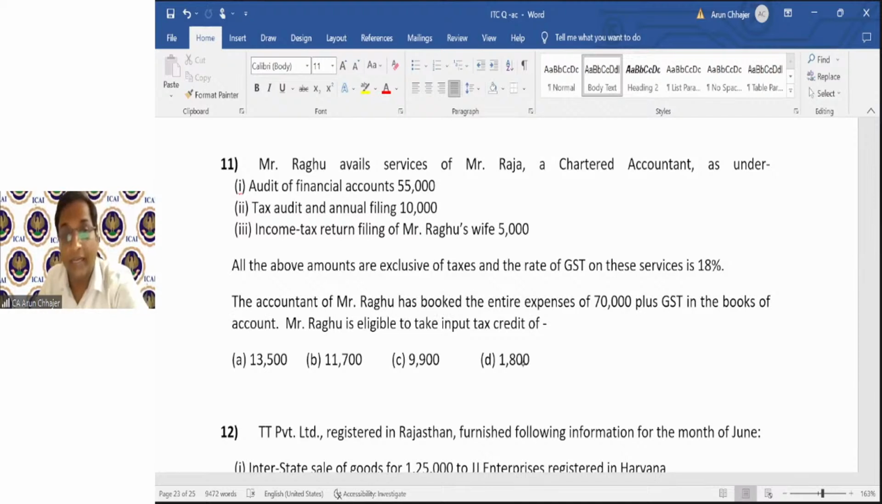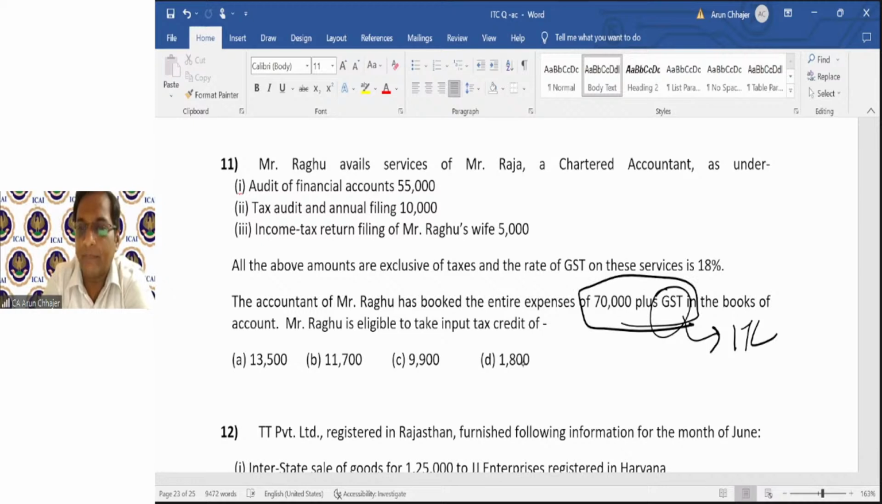कितना ITC लेगा? Entire expenditure has been booked in the books of accounts. Entire 70,000. Obviously, the GST will be booked in the ITC only. It's not that he has booked the GST part also as an expenditure. No, sir. 70,000 is an expenditure and whatever the GST part is, ITC. Whether he would be able to take the ITC of entire 70,000 के ऊपर 18% कितना होता है?